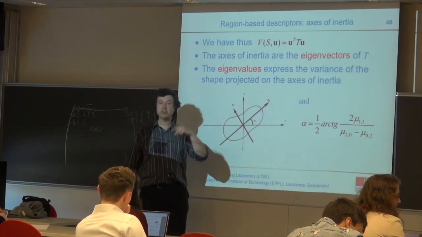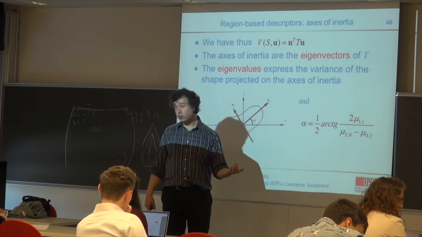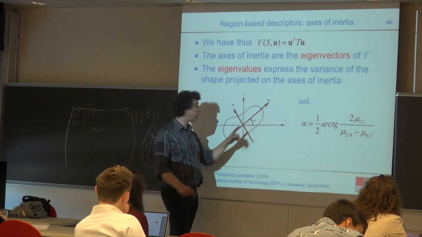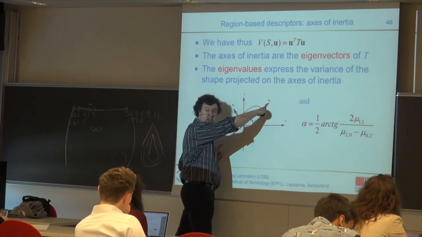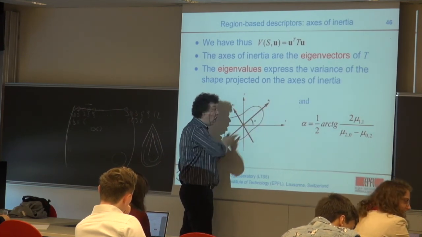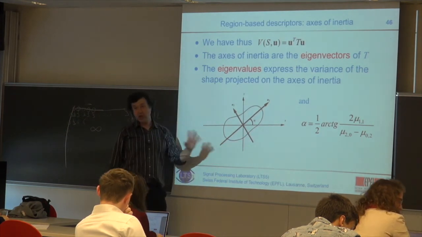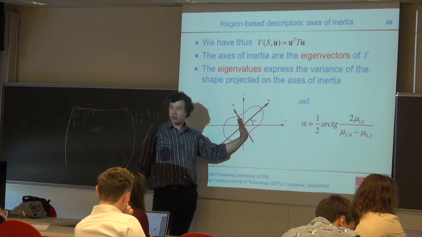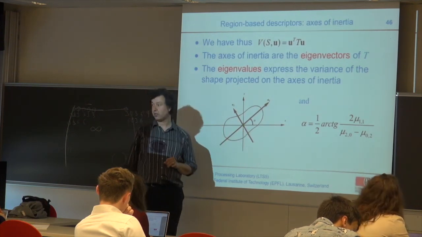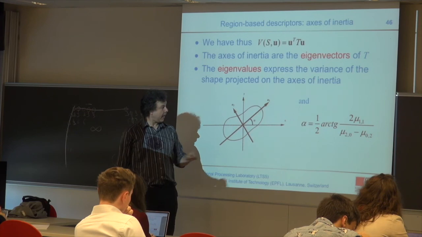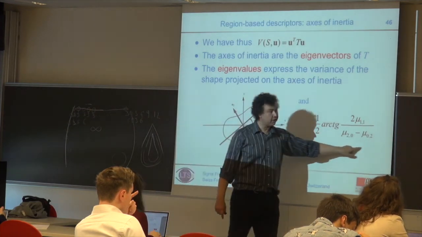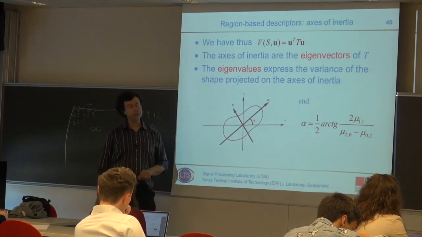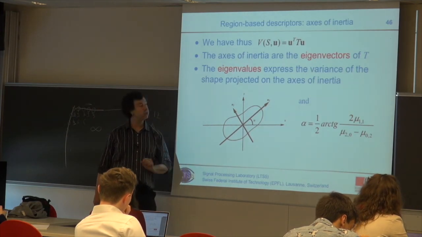The one corresponding to the highest eigenvalue is the main axis, and the eigenvalue gives you information about the length of that object along its first main axis. The second eigenvector gives you the second axis. The second eigenvalue gives you the width of the object. And you can even calculate the angle of the object from the values of the covariance matrix as well.